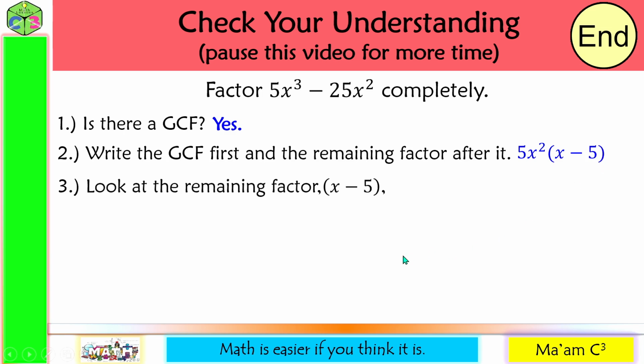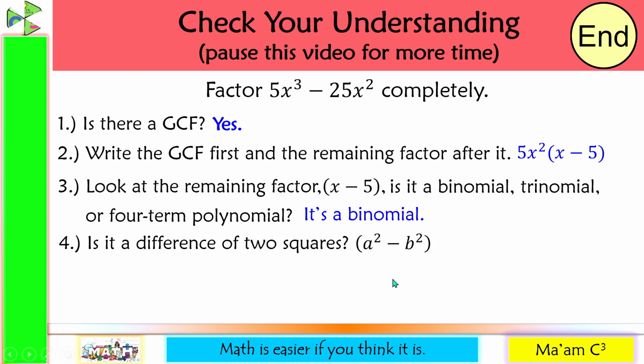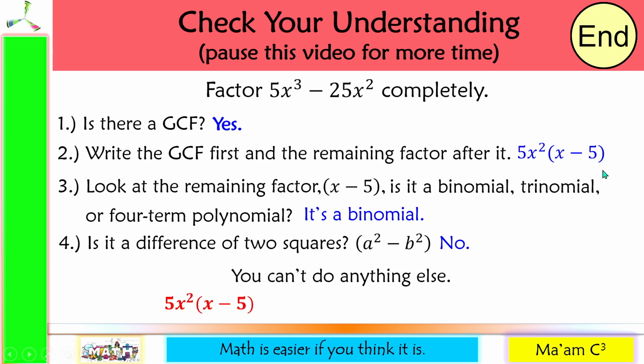So number 3, let us look at the remaining factor. Is it a binomial, trinomial, or a four-term polynomial? Since there are two terms, this is a binomial. Can we express it as a difference of two squares? Definitely not, because our variable doesn't contain an even exponent and 5 doesn't have a perfect square root. So the answer is no. If that is the case, we can't do anything else. So it means 5x squared times the quantity x minus 5 is the completely factored form of 5x cubed minus 25x squared.